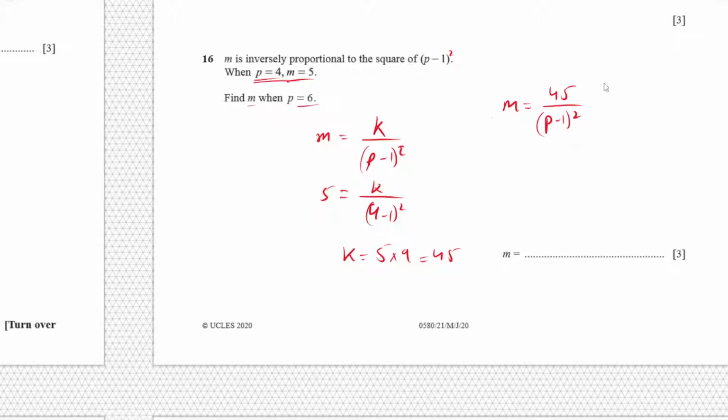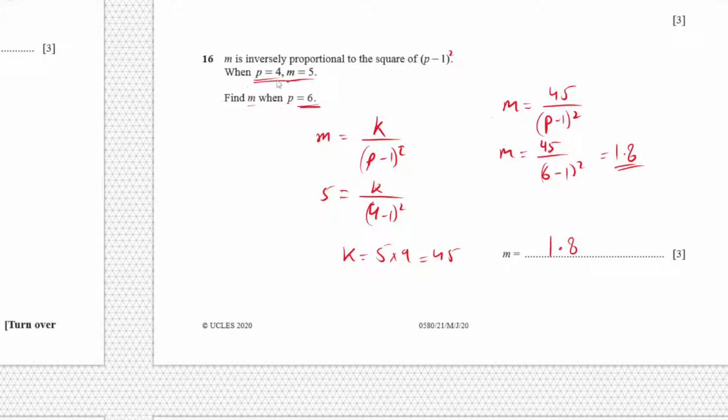Now we have the k, it's constant, it's not going to change for any scenario. Now we can find m using p and the k that is provided. M equals 45 over 6 minus 1 squared. We replace the p with the value of p. 6 minus 1 squared is 25. 45 over 25 is 1.8. The answer is 1.8.